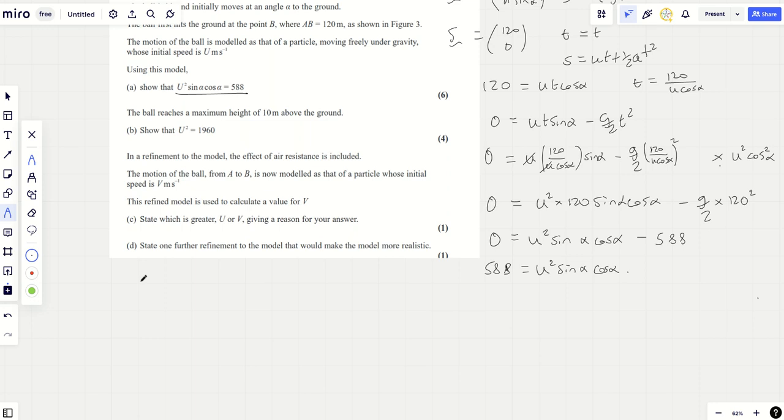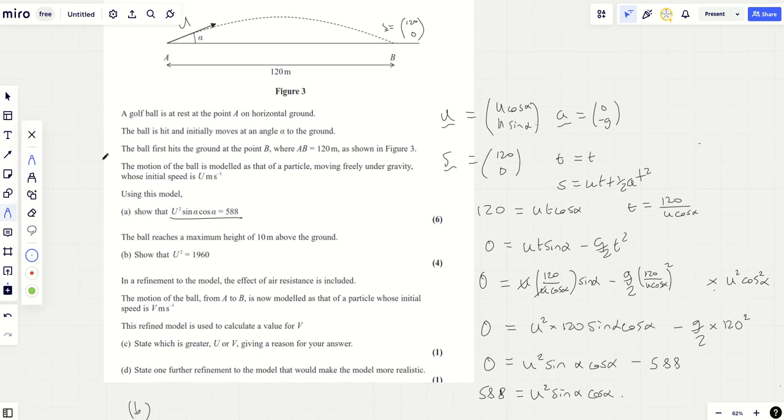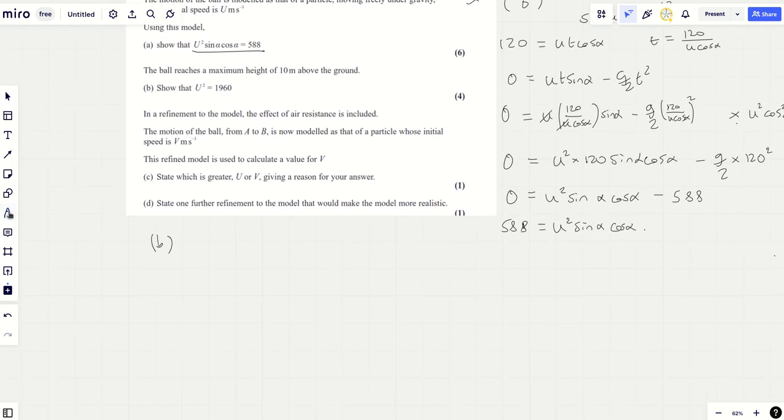Okay, so part B. Maximum height 10 meters above the ground. So that's going to occur at v equals 0. Well, I guess we'll just go straight for it again. U is u cos alpha, u sine alpha.